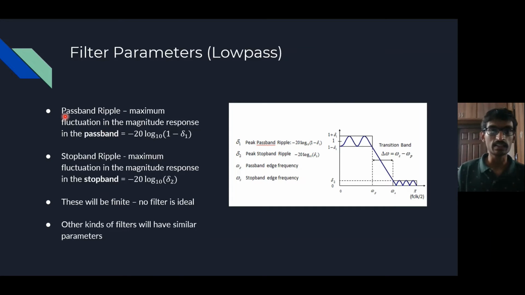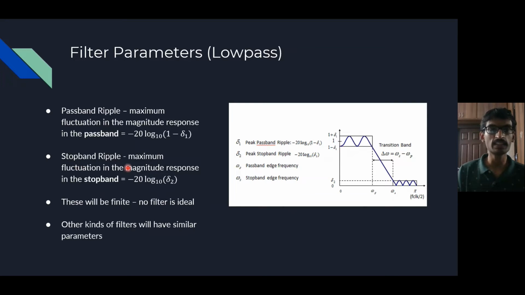Now let us look at some other filter parameters. The passband ripple is the maximum fluctuation in the magnitude response of the filter in the passband region. You can see here from this figure that the magnitude response of the filter is fluctuating in this region, and in decibels we measure it as minus 20 log to the base 10 of 1 minus delta 1, where delta 1 is shown here in the figure.